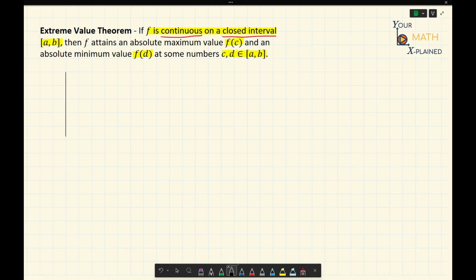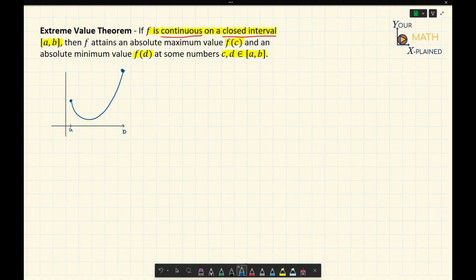In the first example, we're going to draw a graph that follows all of the constraints, meaning f is continuous and it's continuous on a closed interval AB. So let's say our graph looks something like this. This is our A, and then the graph looks like this, which means over here, this is our B.